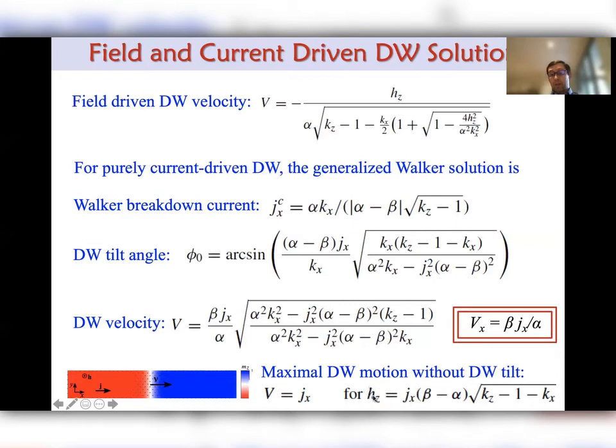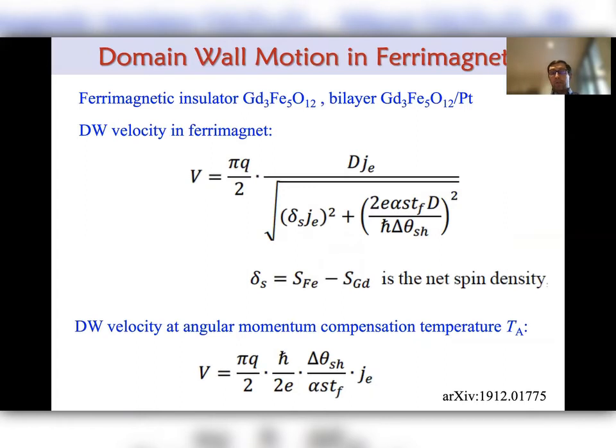Okay, but so far the story was about a ferromagnet with perpendicular anisotropy and interfacial Dzyaloshinskii-Moriya interaction. But what was shown recently is that in ferrimagnets, one can get even higher velocities for domain wall motion. In our recent work, we decided to look at it with my experimental colleagues, at a ferrimagnetic insulator, gadolinium iron oxide.